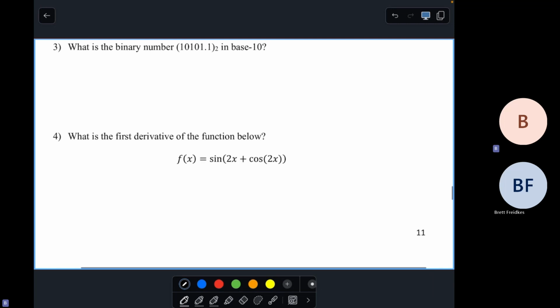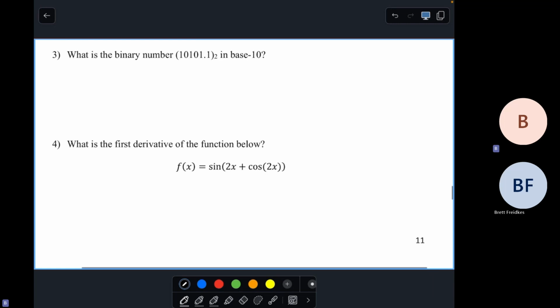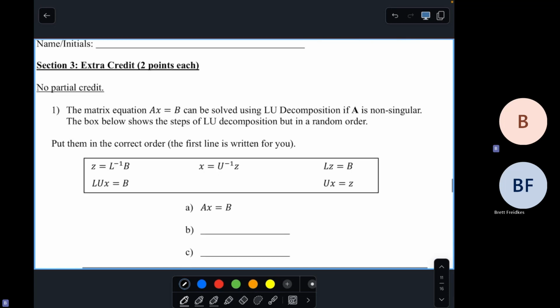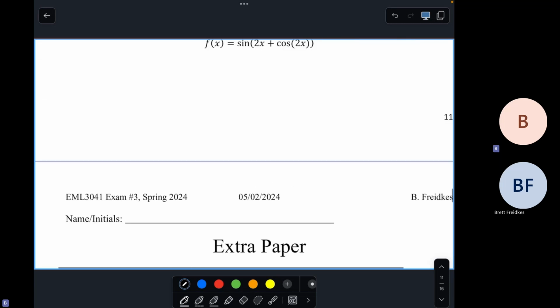This one was, what's the first derivative of the function? Because my class last semester couldn't take derivatives, so I kept asking derivative questions. It was 8 points extra credit. I think for your test, it's also like 8 points.